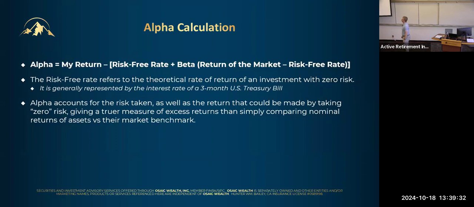Okay, so now let's take a look at alpha's calculation. We took a look at beta. Beta is a little more complicated. That one's a little over my head, but alpha is much more simple because it's using that already calculated beta to give us an idea. So pretty much how alpha works is it's got a couple different elements. You've got the return that you made over whatever period of time it is that we're measuring. You have a risk-free rate, which generally is referred to, it's the theoretical rate of return of an investment with zero risk, which is usually represented by the interest rate of a 3-month treasury bill.